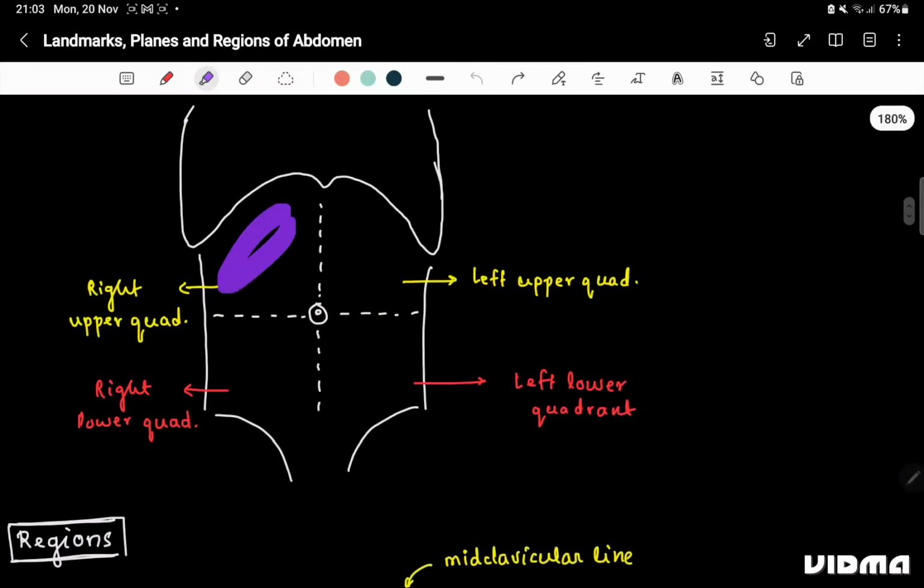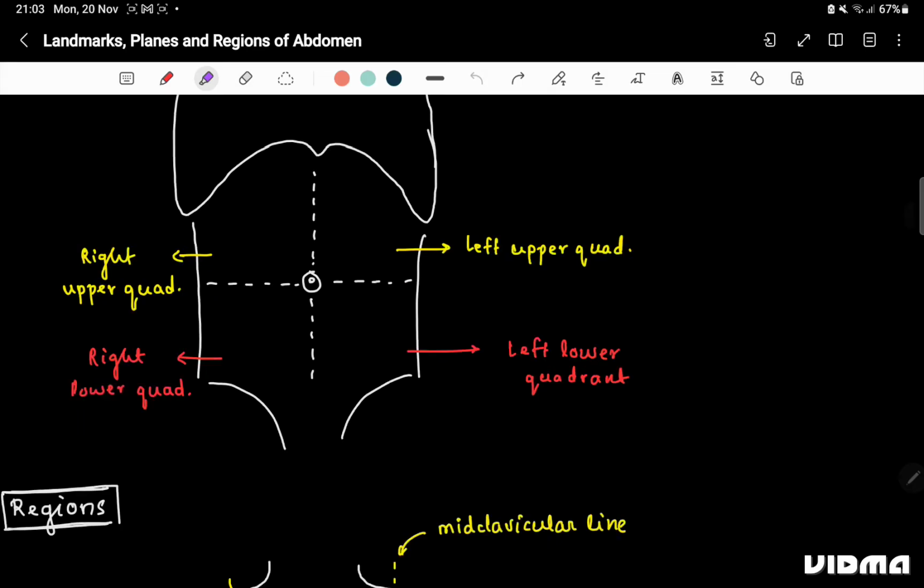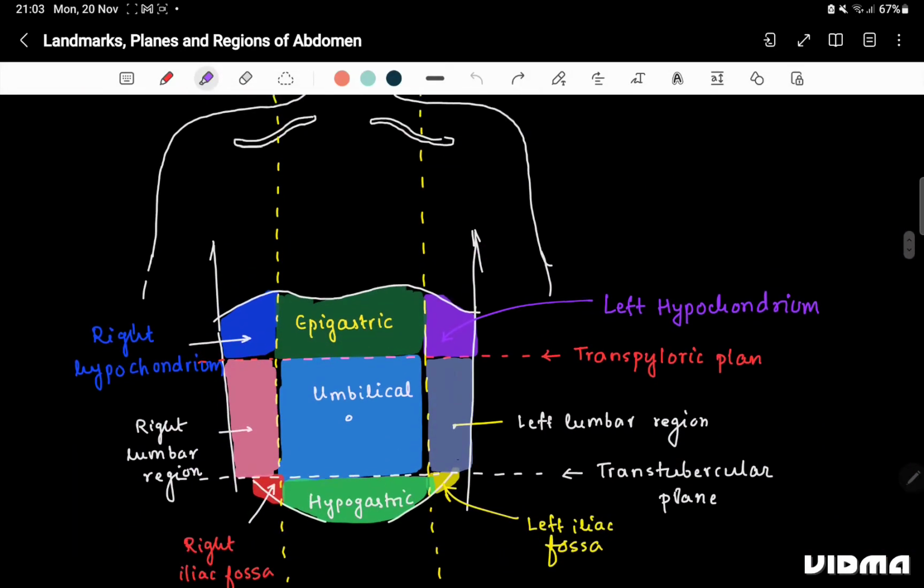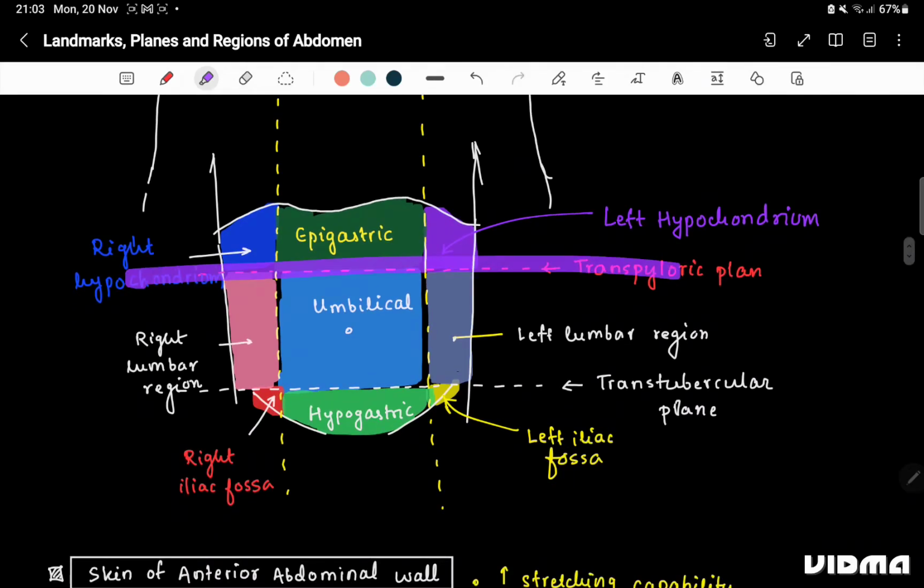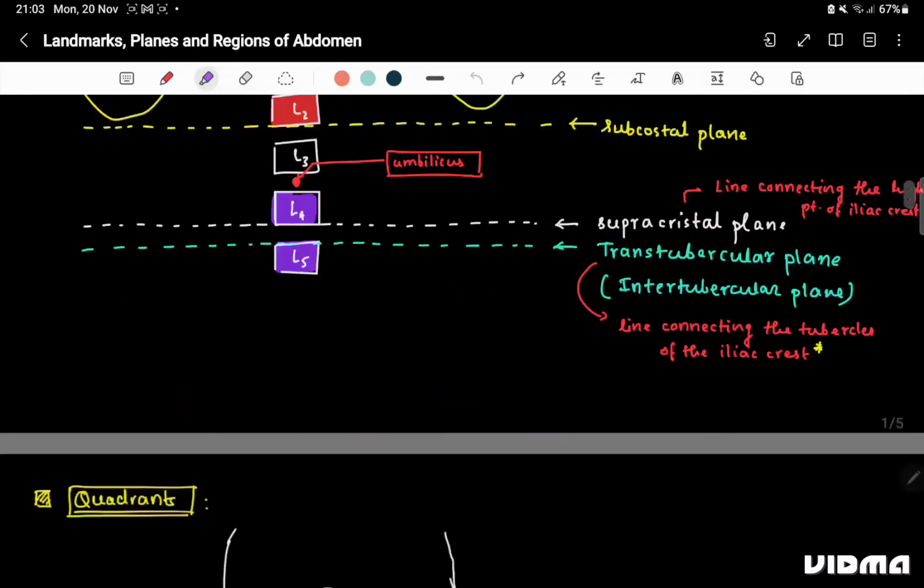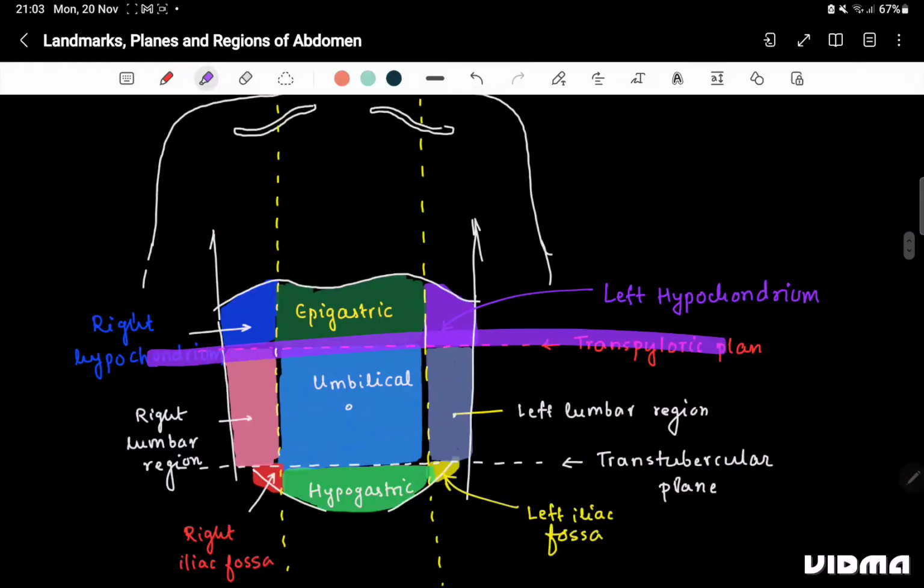Let's discuss the quadrants: the right upper quadrant, the left upper quadrant, the right lower and the left lower quadrant. Talking about regions, we have 9 regions. This is the diaphragm, and this region is the epigastric region. This is the right hypochondrium and the left hypochondrium. Then you have the transpyloric plane, lying at the lower border of L1.